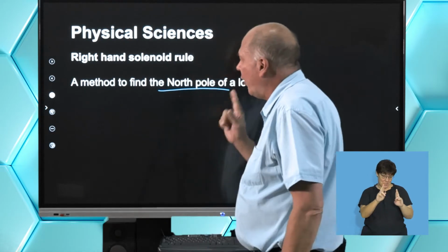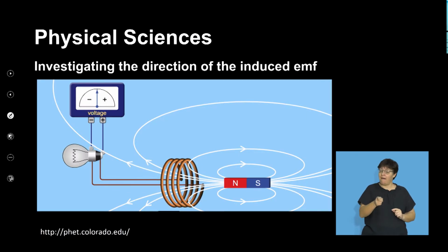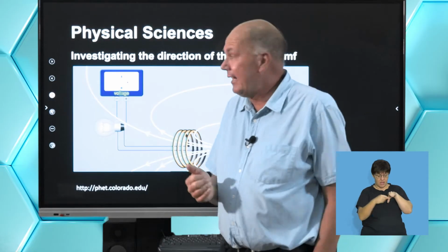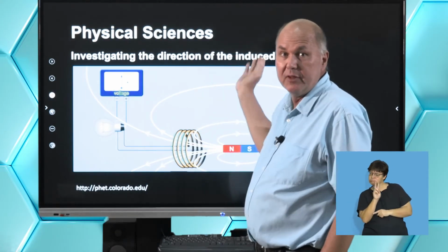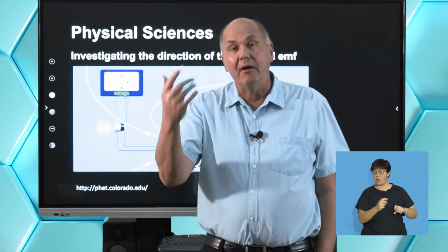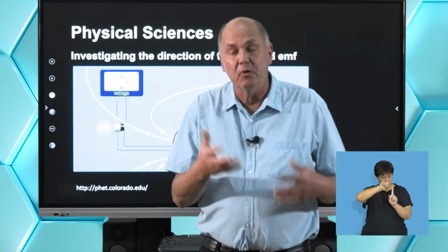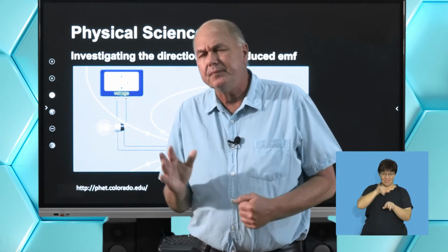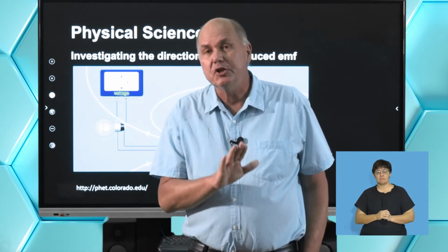So why is this important? Well, it helps us understand what's happening inside the coil when we're moving the magnet into it. In effect, we're saying, let's investigate the direction of the EMF and the direction of the current, because it's a closed circuit. And how can we predict what's going to happen? So here's an important idea that I want to share with you.